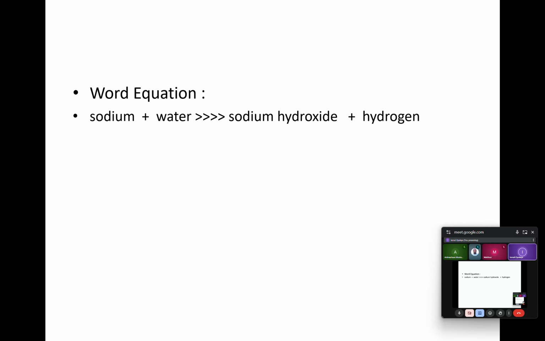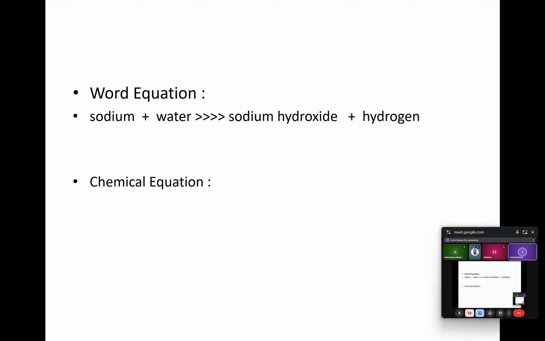Let's quickly look at a word equation. Can you hear me? Yes, sir. Okay. Let's look at a word equation where we have sodium combining with water, leading to the formation of sodium hydroxide and hydrogen.